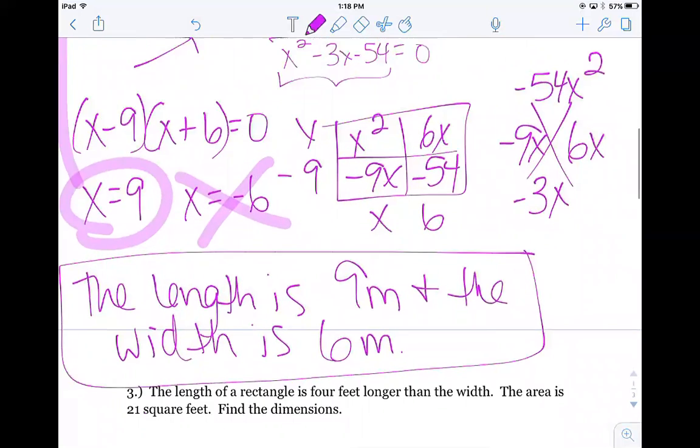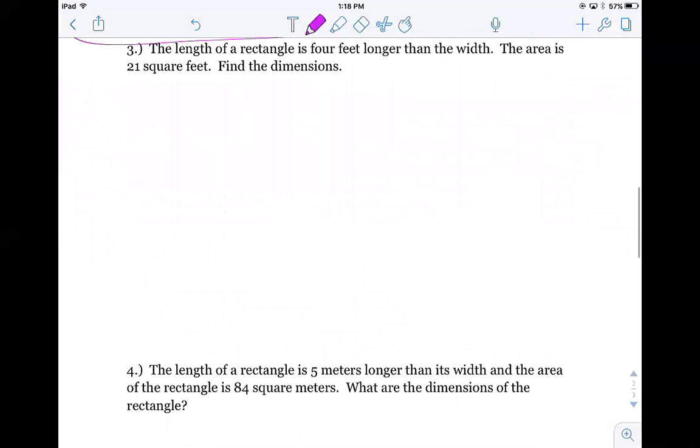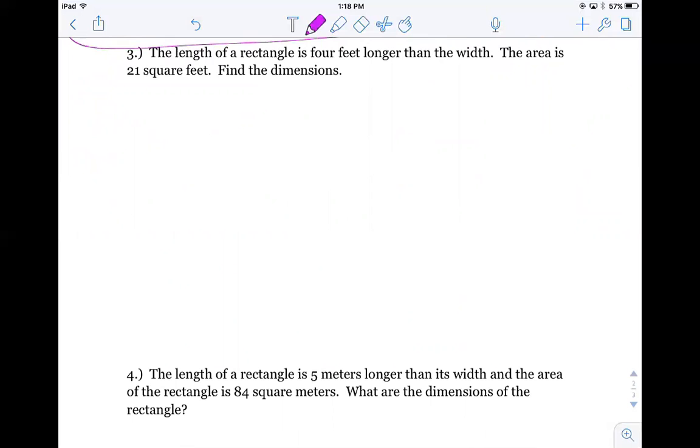Okay, so in class, we set up the third one together, but then I had everybody try the rest of 3 and 4 on their own. So I will set up this problem with you as well. So the length of a rectangle is 4 feet longer than the width. The area is 21 square feet. So again, looking for length and width. So the length of a rectangle is 4 feet longer than the width.